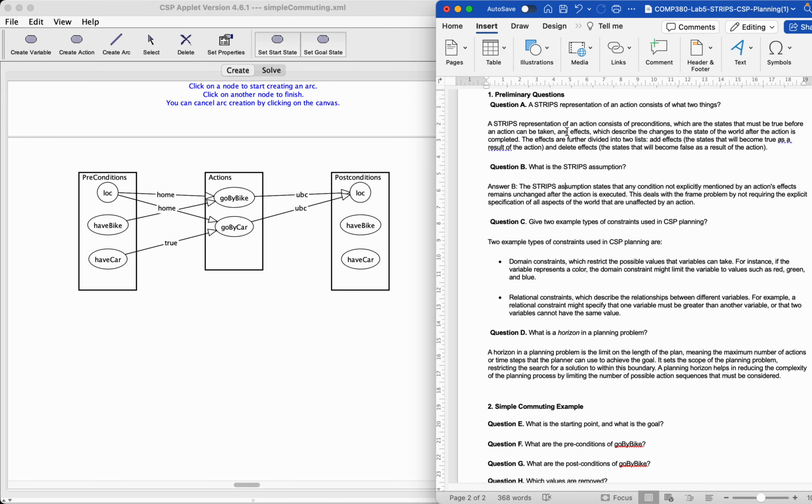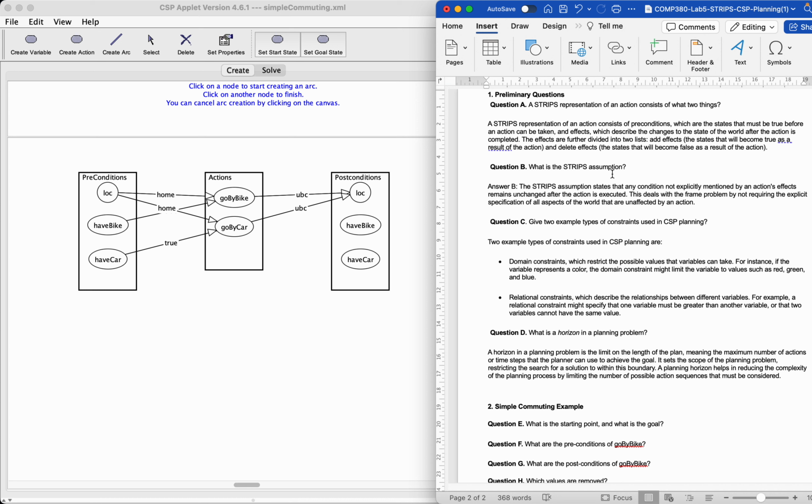First is the STRIPS representation of an action. It consists of two things: precondition and effect. Preconditions are those which need to be true before an action takes place, and the effects are those which occur due to the action. So it means that after the action happens, what are the results? In this scenario, if the person goes by bike, he reaches his location, which is the university, and he's not at the location he was at before, which is the home.